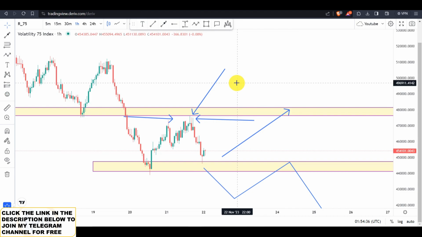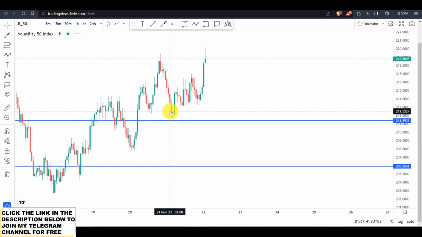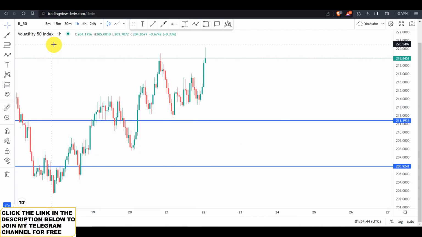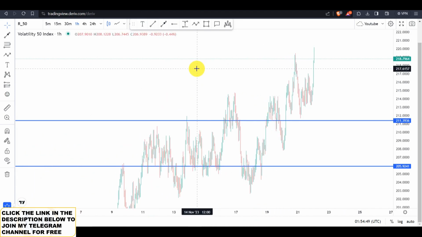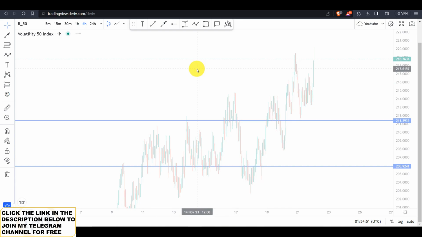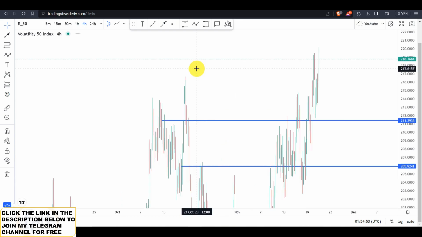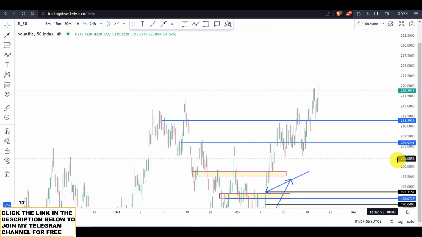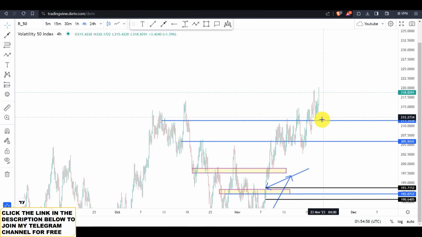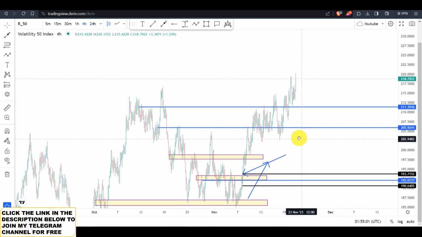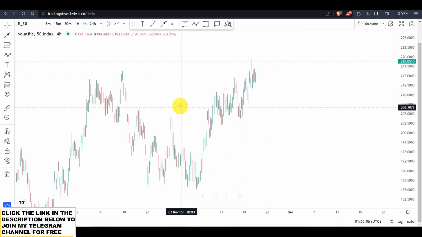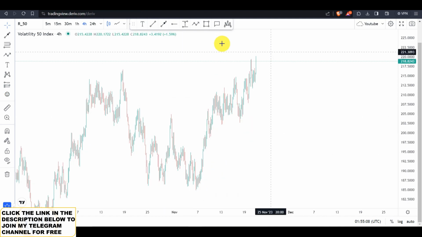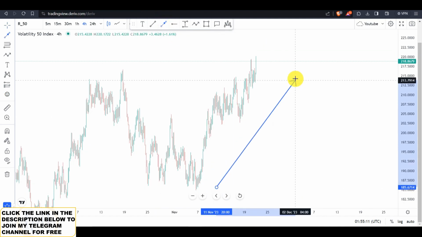Let me go to another pair so that you can get another picture or other concepts on how you should do your analysis. Now this is volatility 50 index and we are on the 1 hour time frame. So what we do is we go first to the 4 hour time frame so that we get a general picture of this market, to know where it came from and what made this market be on an uptrend right now. On the 4 hour time frame, it can be seen clearly that this market is a result of this uptrend market movement.